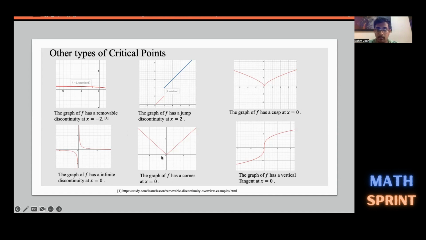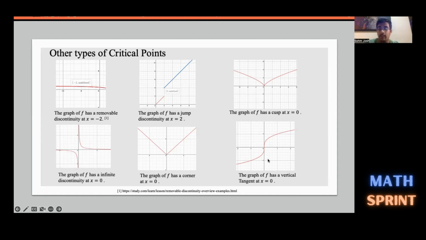Now the image at the bottom, this is a corner. So a corner is a lot like the cusp I showed you over here. A function won't be differentiable at these kinds of sharp corners. So it's a critical point, but this type of corner, again, is not a type of discontinuity. So keep that in mind.